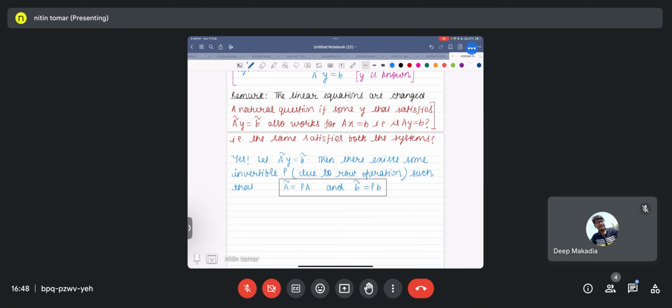Now you see A tilde y is b tilde. This will imply PAy equal to Pb. This will imply P inverse Pay equal to b, which is the same as Ay equal to b. And it proves the required condition. And we are done, basically. Is this a good brief for you?